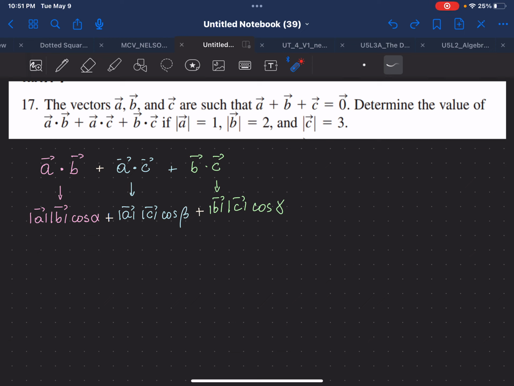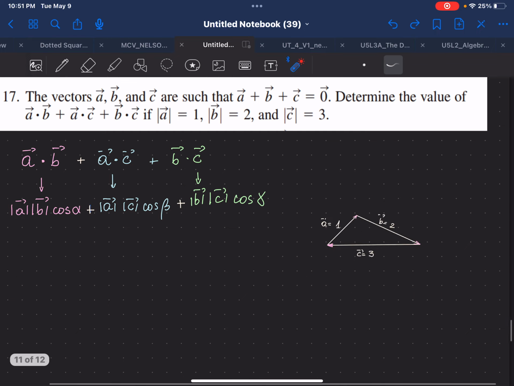So let's start off by writing the three vectors a, b, and c. So a is the smallest, b is 2 units, so double it, and c is 3 units. When the sum of three vectors equals 0, that means that the three vectors will connect head to tail to form a triangle, which we call the equilibrium triangle. And this is what it would look like.